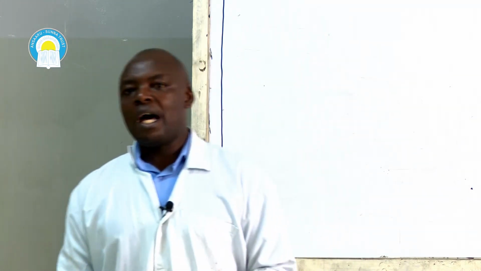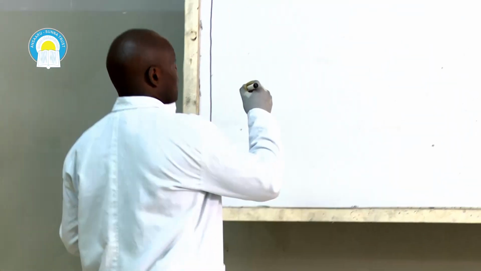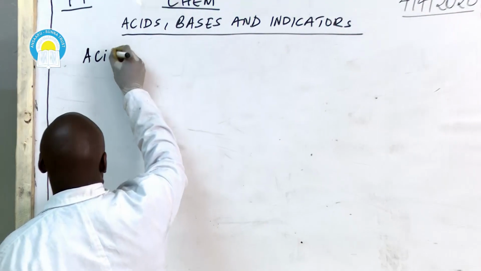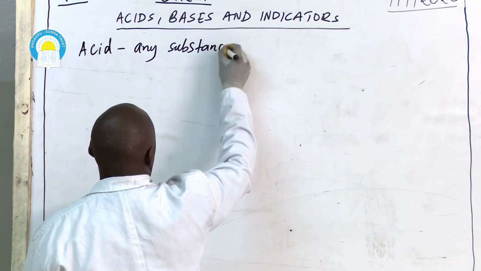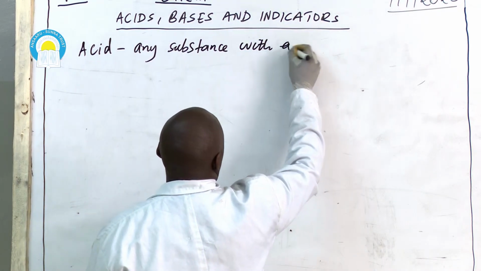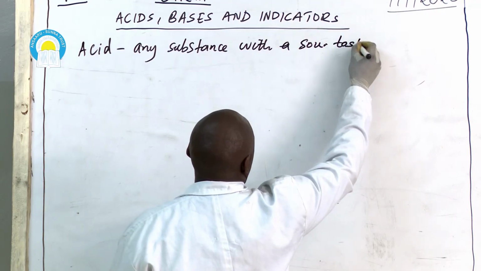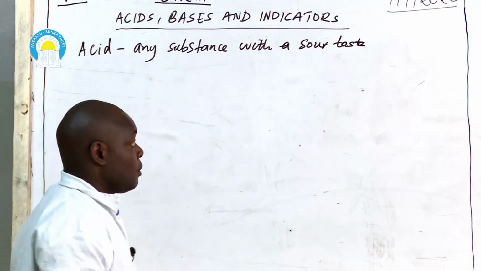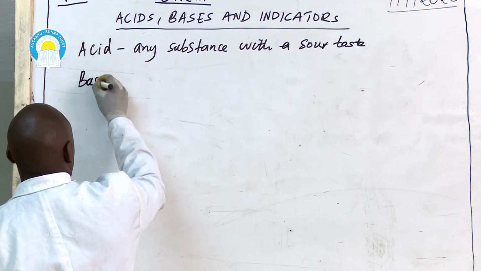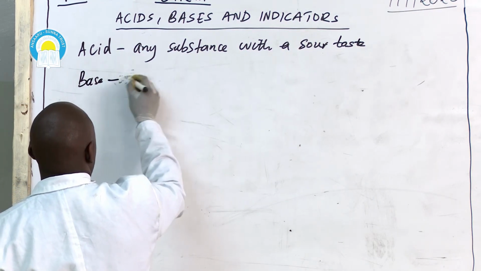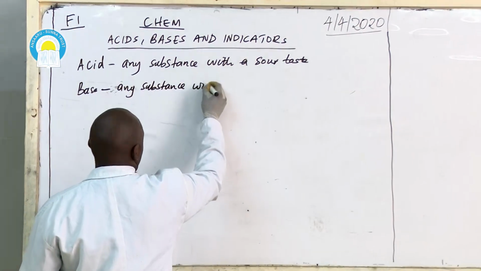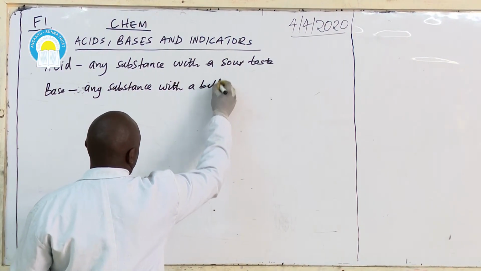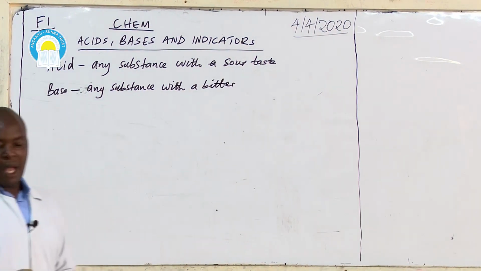Now, we can define an acid as any substance with a sour taste. That one is an acid. And a base is any substance with a bitter taste. That one is a base.